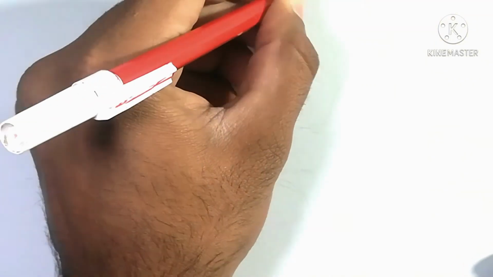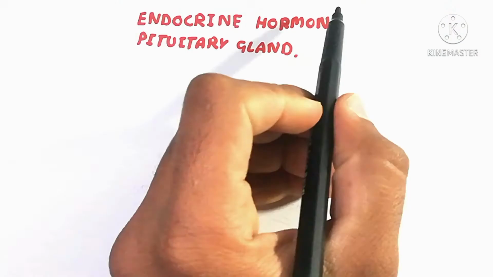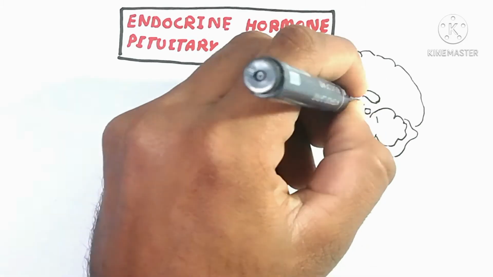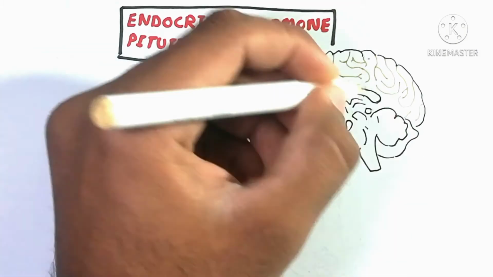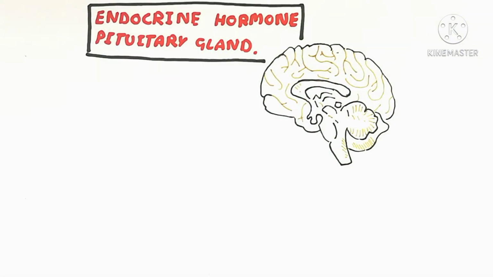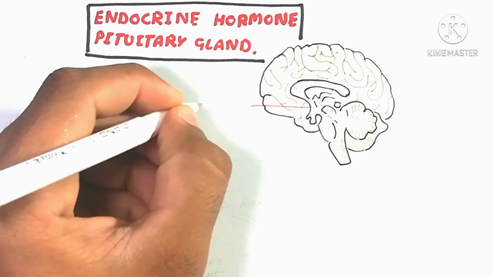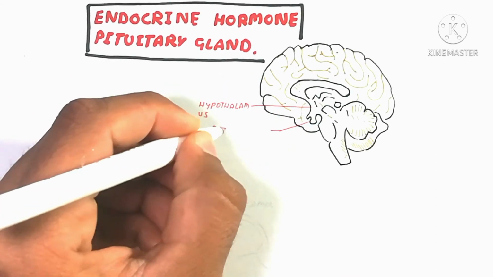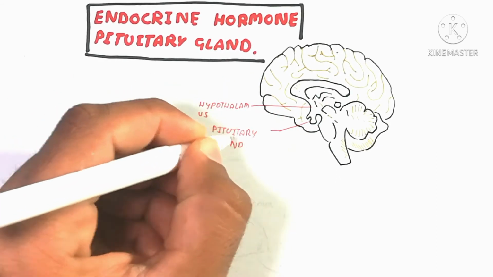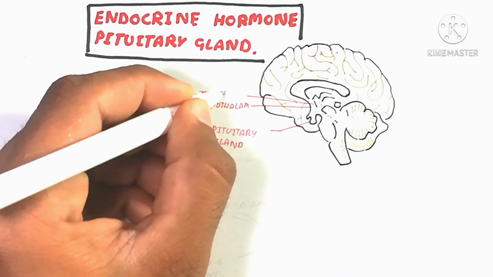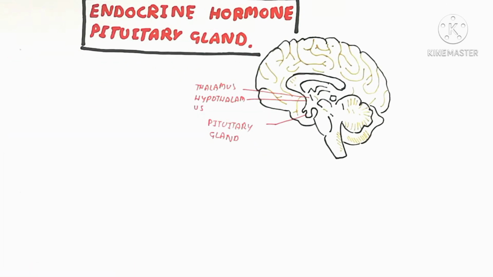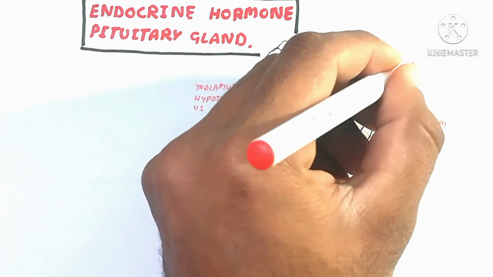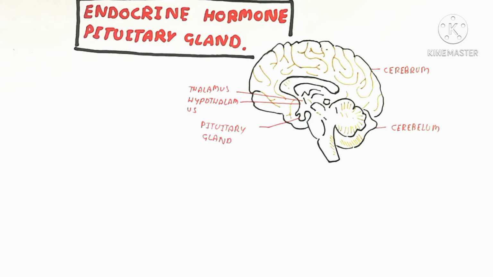So here today we will discuss the endocrine hormones and the pituitary gland. Endocrine means the secretion of a gland into the blood. On the other hand, exocrine means secretion onto the skin or the surface of the human body, for example the digestive system, which secretes enzymes into the food, such as pancreatic lipase enzyme.